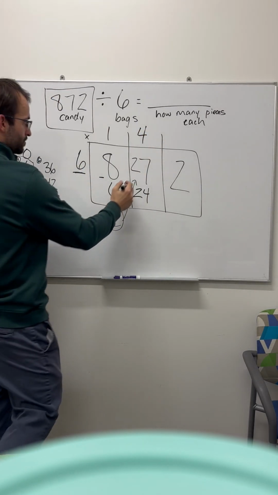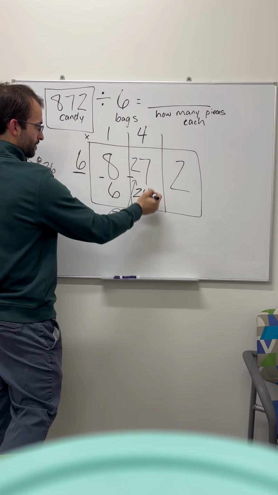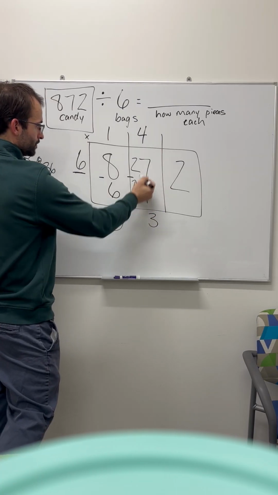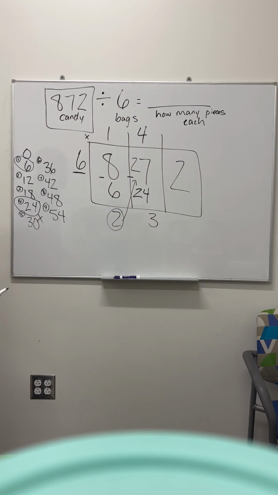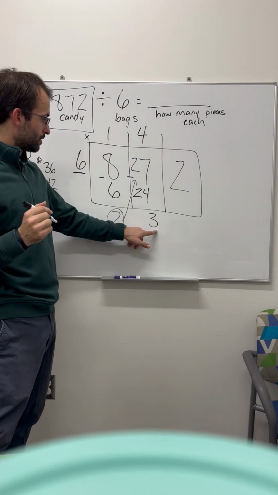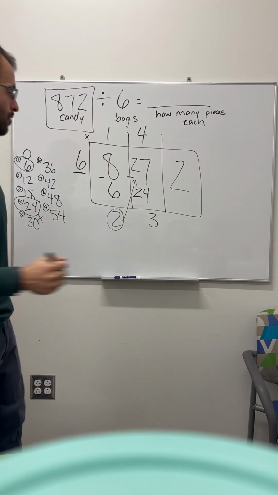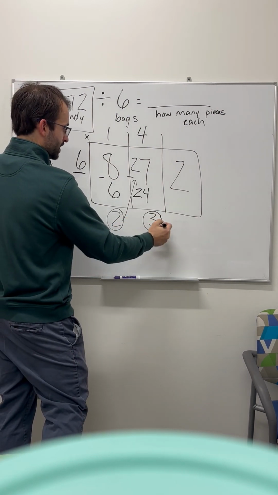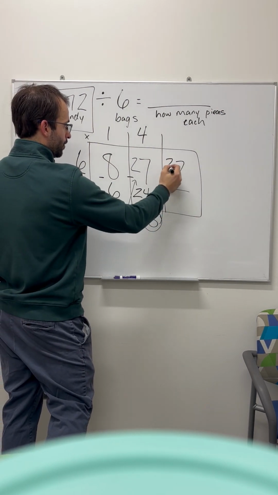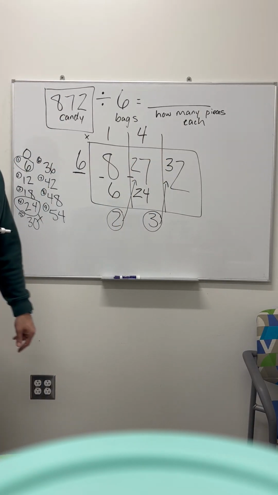Okay, same process, subtract. 7 minus 4. 2 minus 2, nothing. All right, do you remember what we do next? We're going to take these leftovers and shift them over, and we always put that in front of the digit.